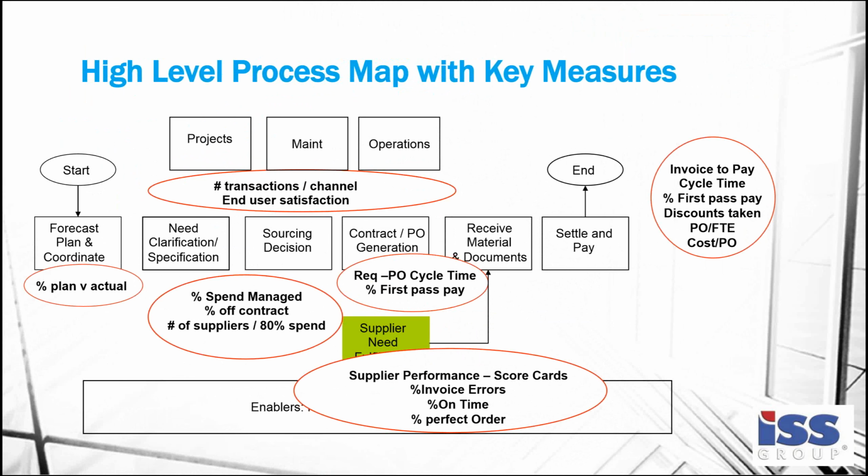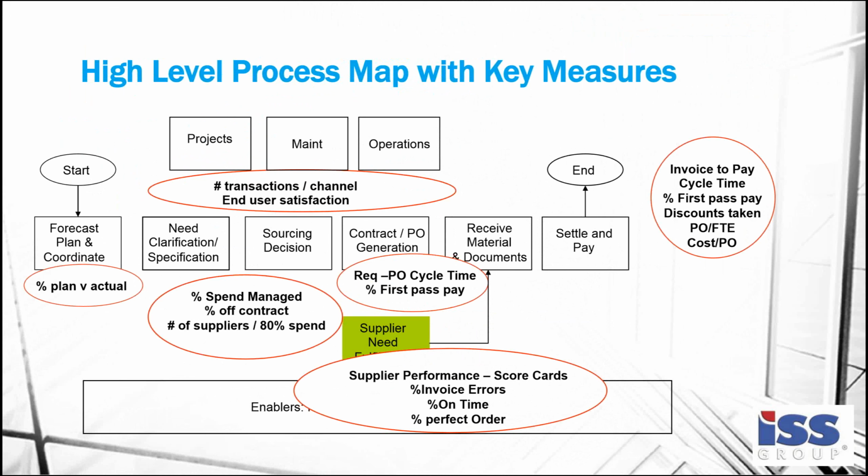Why is that? That's a horrible statistic. 30% first pass pay. That means somebody is either not generating the purchase order properly or not supplying the invoice properly or both. So we'll talk about that a little bit. Now, discounts taken. Most suppliers offer discounts on early payment, and many companies aren't able to do that since they can't get a first pass pay above 30% or 40%. So there's a lot of financial, maybe 1 or 2 or 3% in that area.